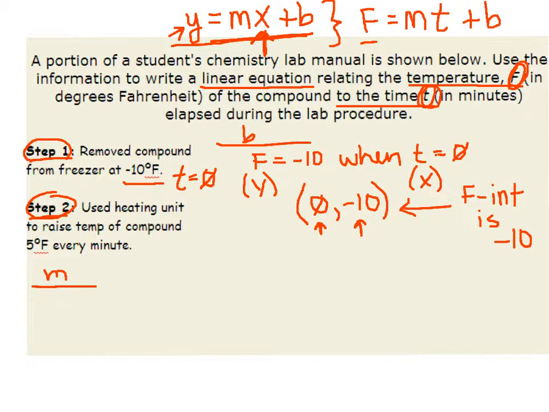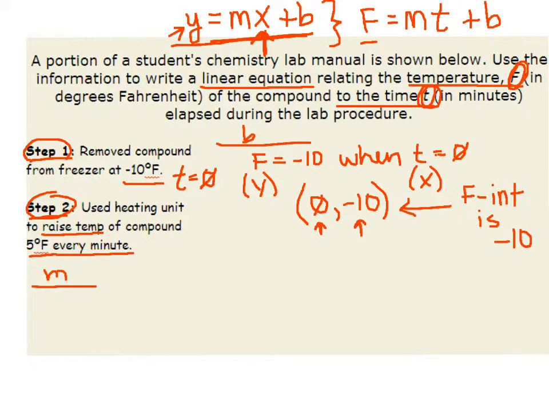Next, we're going to use step 2, like I mentioned before, to find slope. Now the wording in here is the hint that tells us this is our slope. It's going to raise the temperature, so we know that's a positive slope. As more time goes on, the temperature of the compound is going to go up 5 degrees Fahrenheit per minute. Now I say per minute because that gives you an idea of how this is going to be written. We know it's going to be a ratio.